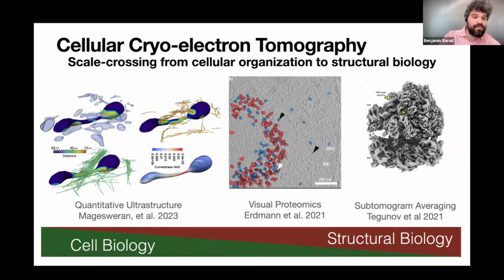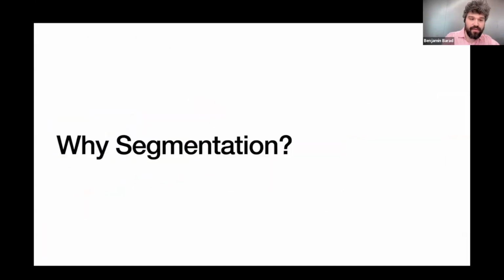And the research that I do is centered around this hypothesis that using segmentation as a starting point, understanding the cellular part, you can gain a lot of power to do a top-down approach to then do visual proteomics and subtomogram averaging in addition to ultrastructure, all using segmentation as a leaping off point. So yeah, why segmentation? Because it enables all of these really cool things.